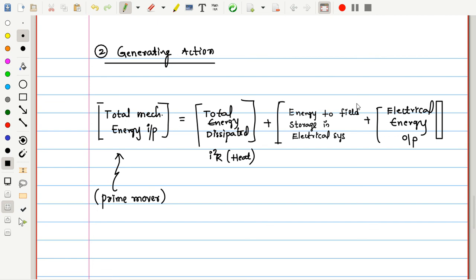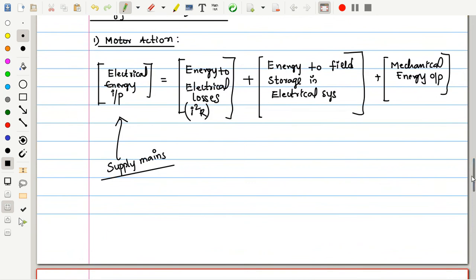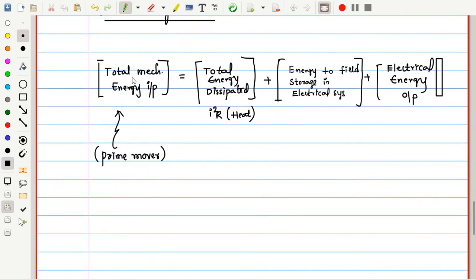Now the very important aspect of all these terms, like why I am dealing with the energy balance equation, is that energy will be neither created nor destroyed. So according to the law of conservation of energy, we need to satisfy these equations every time. For the motoring action, the total energy input is equal to the mechanical output plus the remaining two terms. Clear? And for the generator, the total mechanical input is equal to the electrical output plus the loss, plus the stored energy in the field. So these things are very, very important.